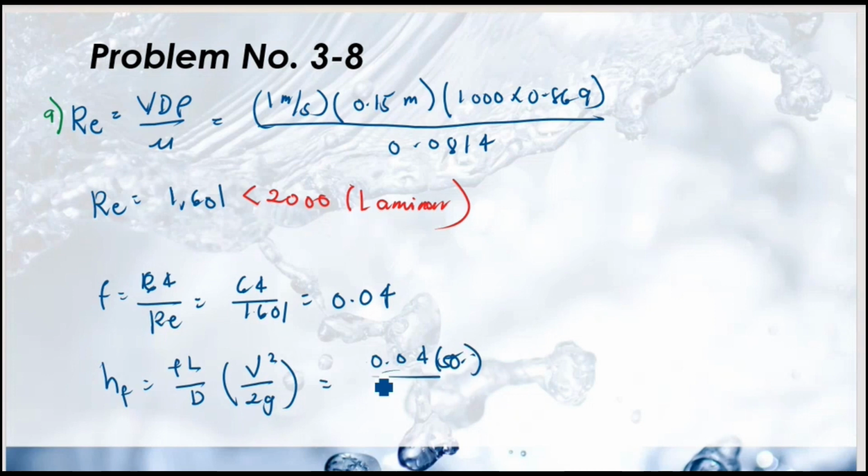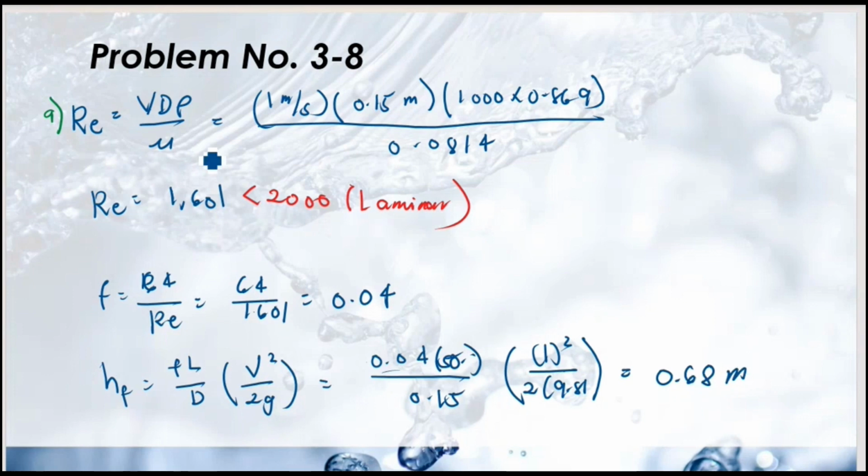So this is 50 over the diameter, that is 0.15, multiplied by 1 squared over 2 multiplied by 9.81. Okay, the answer for our head loss, rounding it off to 2 decimal places, is 0.68 meter. Okay, this is the answer for the head loss. So you could compute it in such a way that you're not rounding off or rounding up in your calculation.